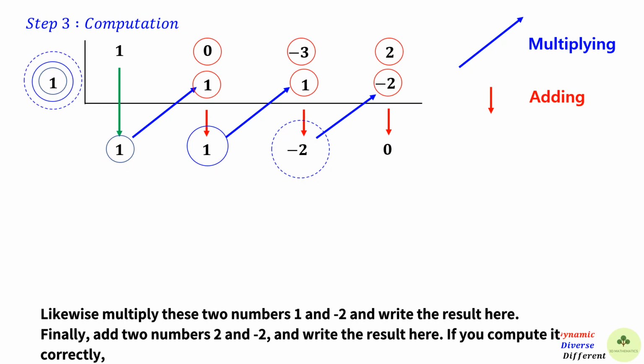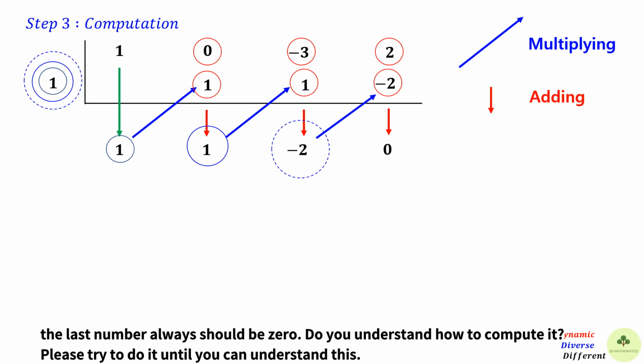If you compute it correctly, the last number always should be 0. Do you understand how to compute it? Please try to do it until you can understand this.